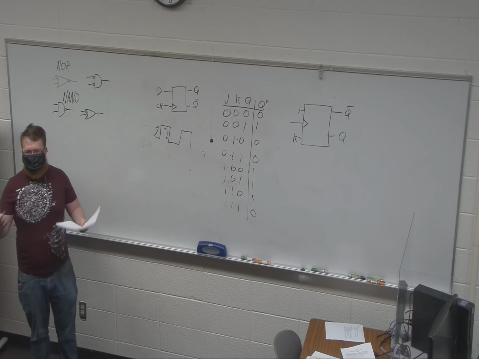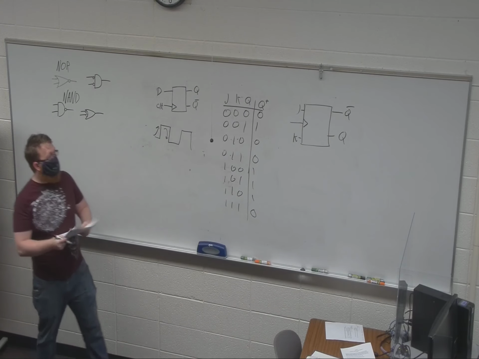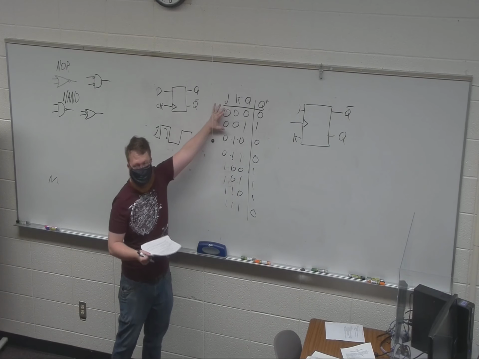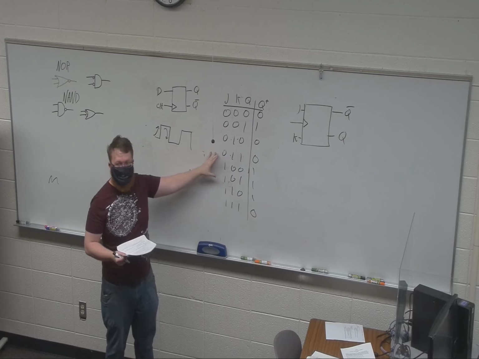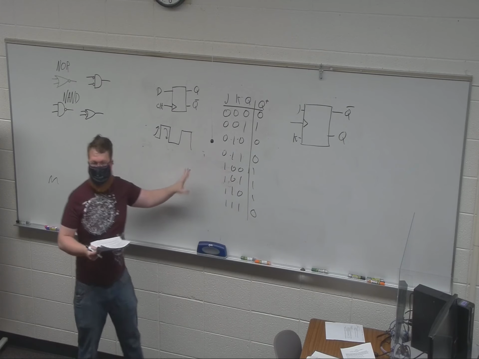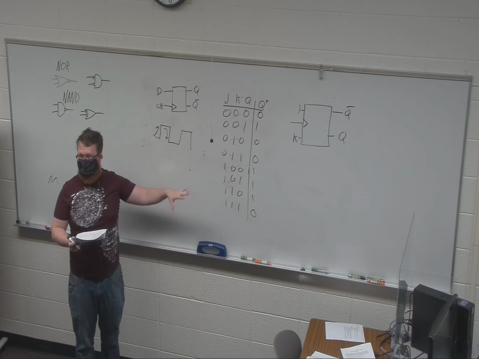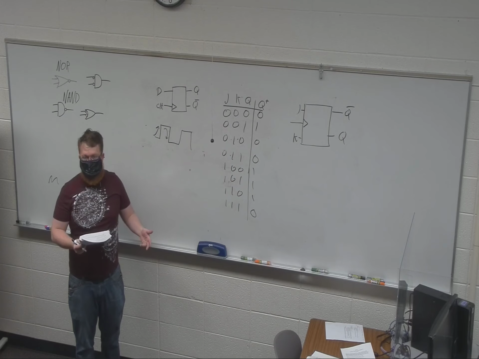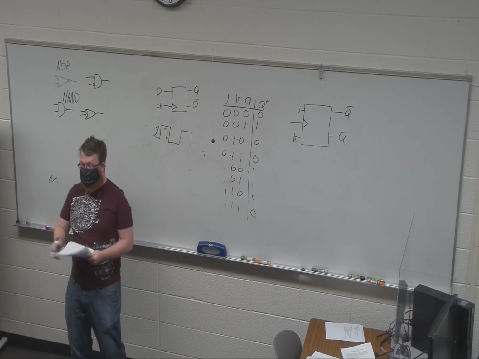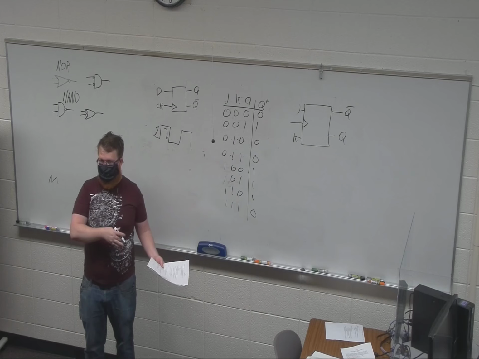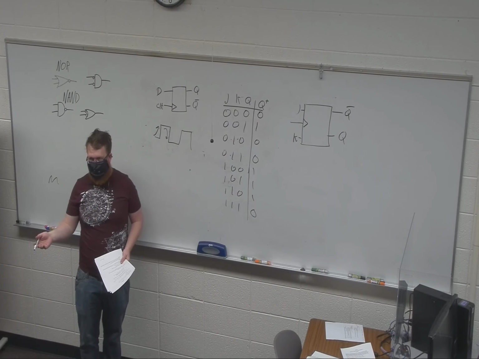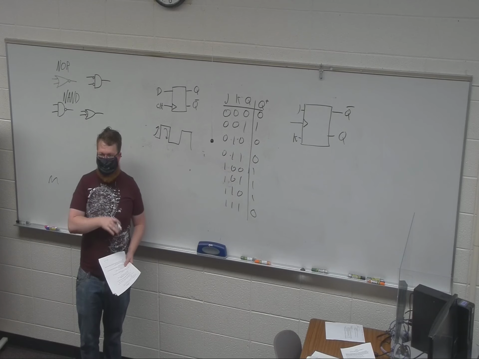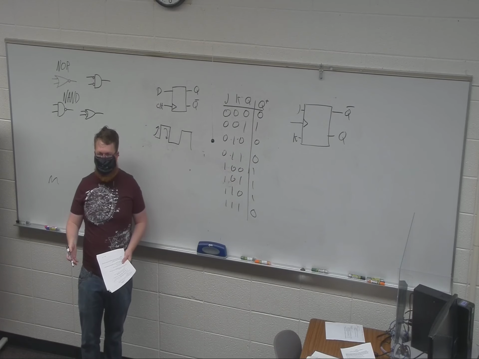So if you assert K, it goes to 0. If you assert J, it goes to 1. And if you assert both, it toggles. So if it was a 1, it becomes a 0. If it was a 0, it becomes a 1. And that's where we get the term toggle flip-flop, which is really just a JK flip-flop when you tie the two inputs together.